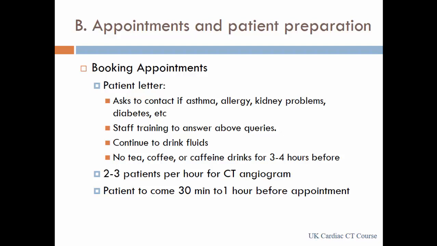Normally you can scan 2 to 3 patients per hour. Initially when you start your service, you will probably scan 2 patients an hour, so half an hour each patient. But once the whole workflow is smooth, then you can scan up to 3 patients for CT coronary angiograms per hour. So we ask the patient to come about 30 minutes to an hour before the procedure.